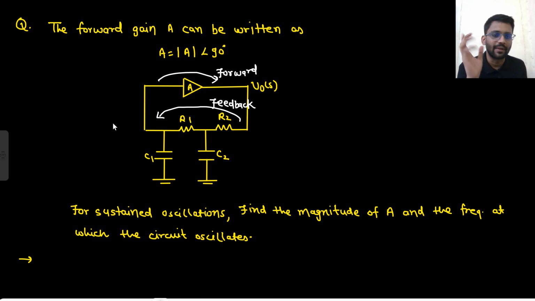This is the forward gain, this is the feedback. So in the forward gain, how much phase shift is there? 90 degree. How much do you need in the feedback? You can say, sir, 270 degree or minus 90 degree.